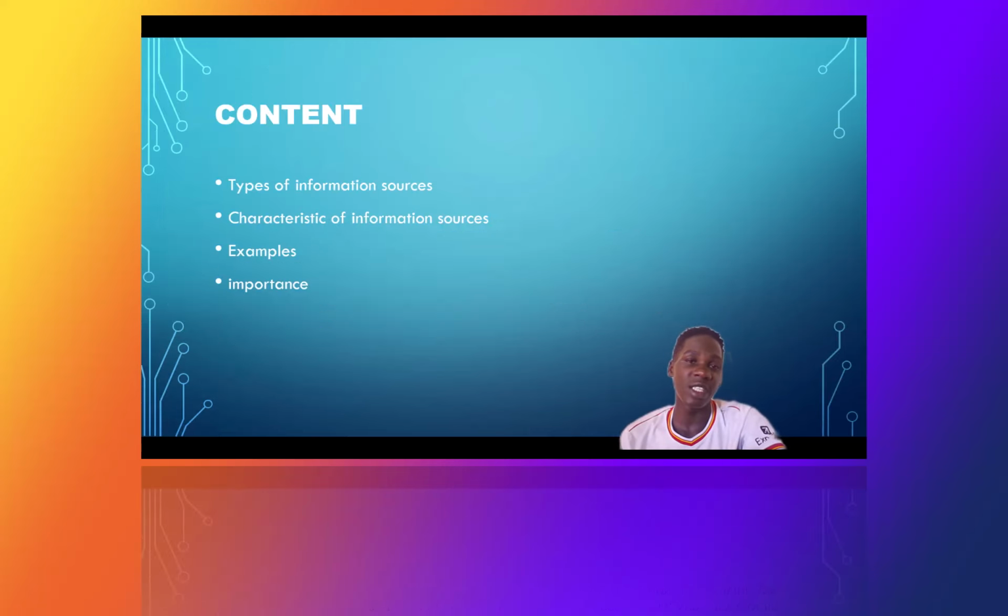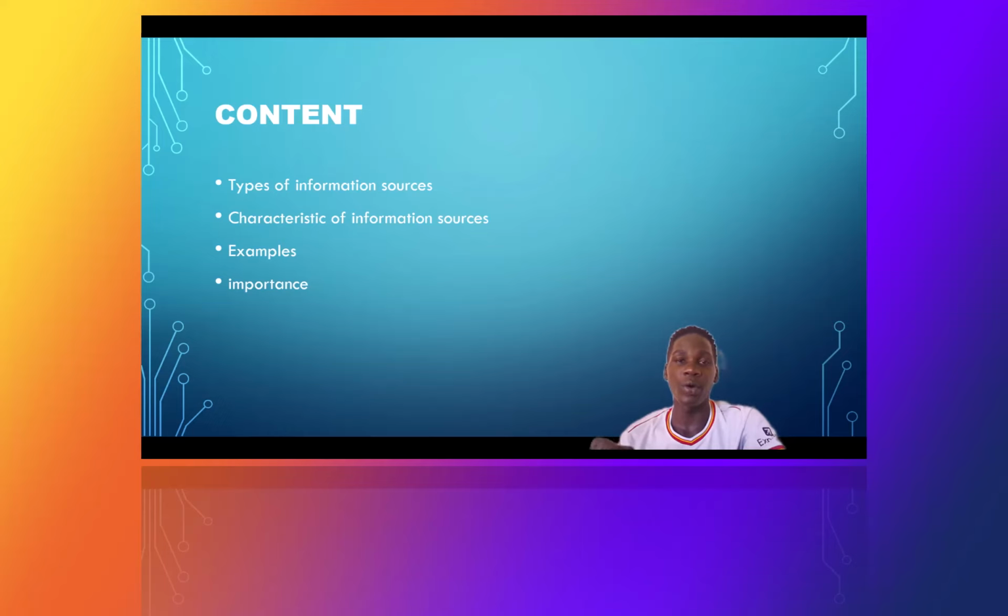This next slide is telling us what I'm going to take you through in my presentation about information sources. We are going to first look at the types of information sources, then the characteristics, and some examples of these information sources. We are also going to look at the importance and even the constraints, or what I can call the disadvantages, of these information sources. Everything has a good part and a bad part. So we are going to look at all these aspects in my next slides.